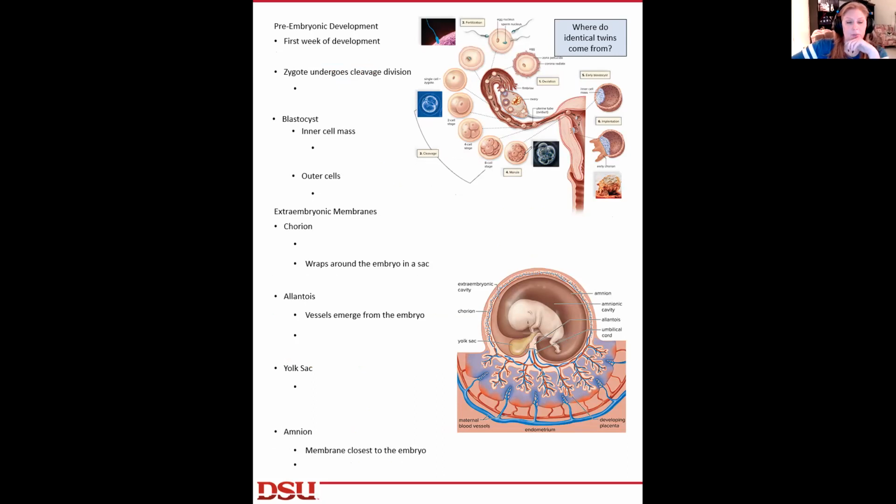In the stage of pre-embryonic development, during this first week of development, this is still technically called a zygote. So the zygote undergoes cleavage division, which again is where we have the cells reproducing rapidly, but they're not increasing in size. So the zygote undergoes this cleavage division.